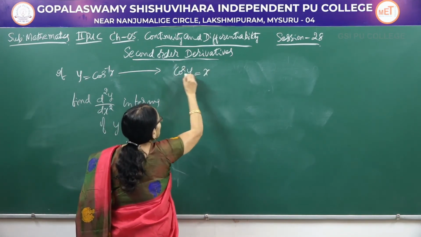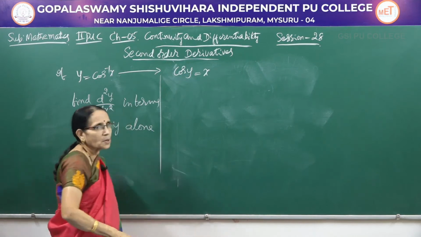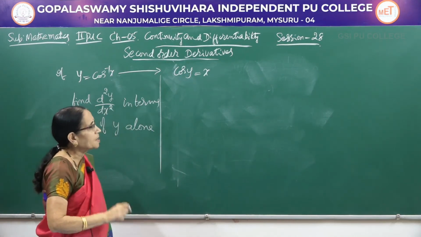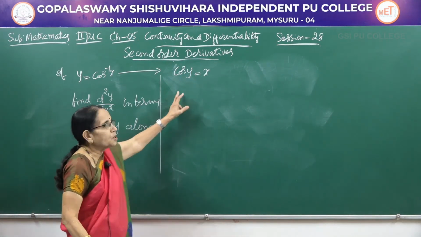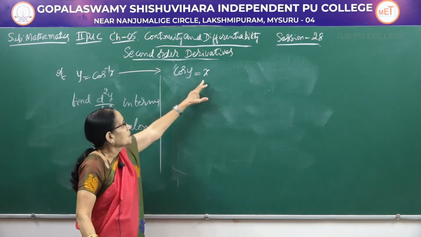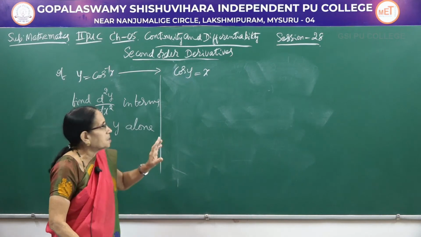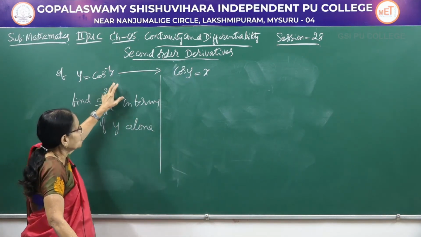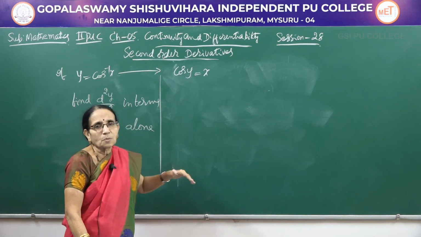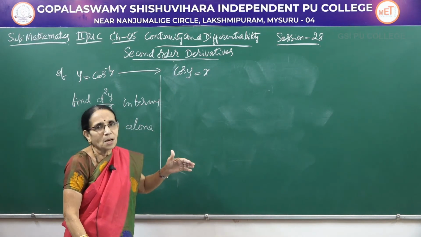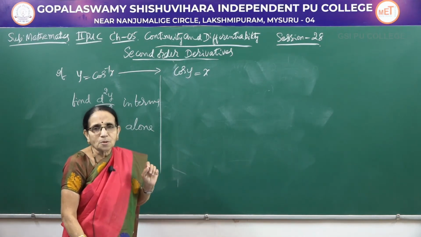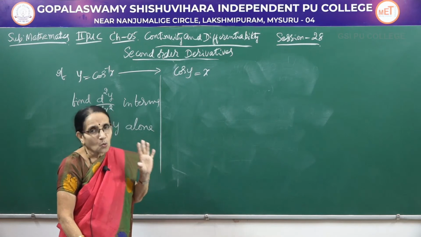Cos y would be equal to x. Cos y equal to x. So, if you write like this, you observe when you differentiate with respect to x, this right hand side becomes 1. So, that x would be eliminated. If you have kept it as it is, you would be getting minus 1 by root of 1 minus x square. Then it is difficult to eliminate x because the answer is expected only in terms of y.